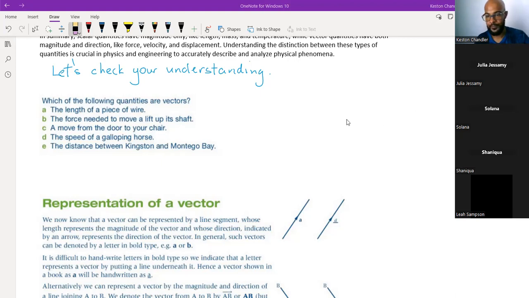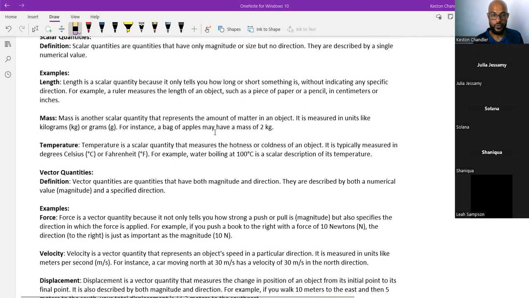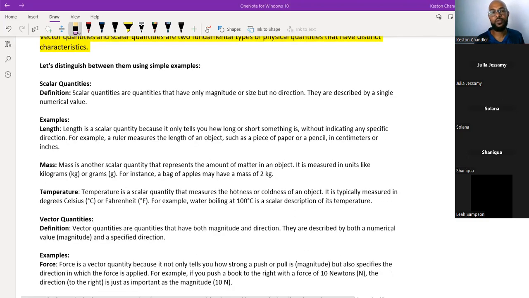Right. So you could define scalar one more time, please. Scalar, sure, no problem. Scalar quantities only have size, but no direction. So length, that's scalar. If I measure the length of this pen, all I could really measure is just the length of it. It doesn't tell me the direction.